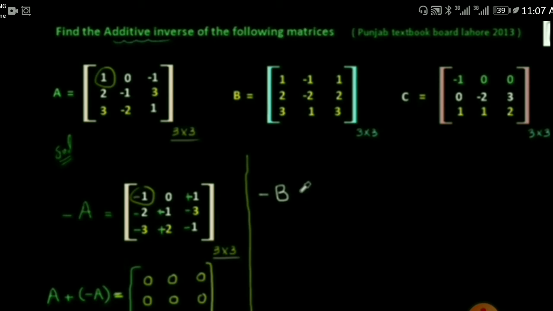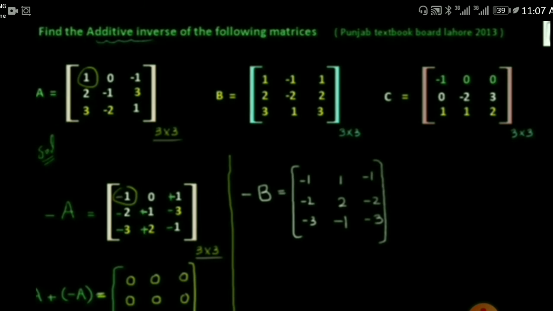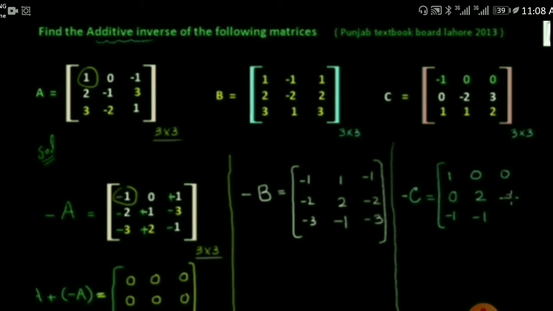Negative of B or additive inverse of B, both things are same. So what will be the additive inverse of B over here? Minus B. Again I'm changing sign of every entry. Minus B, minus 2, minus 3, and this is your additive inverse of B. Consider the next example, in which C is given to us with 3 by 3 order. Negative of C or additive inverse of C will be minus C. Let's change the sign again. Minus 1 becomes plus 1, 0 remains 0, plus 1 minus 1, and I'm going to change sign of every entry.